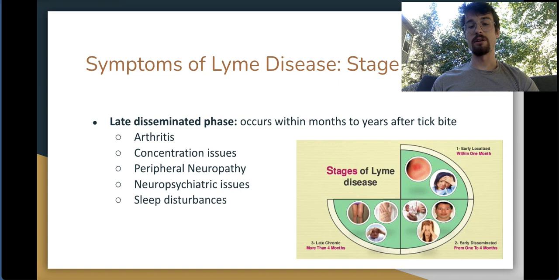concentration issues such as brain fog, as well as difficulty remembering, nerve pain that may feel like a tingling numbness, burning, or stabbing in the hands and feet, which is known as peripheral neuropathy, neuropsychiatric issues such as anxiety and depression, difficulty falling asleep, staying asleep, or getting refreshing sleep.